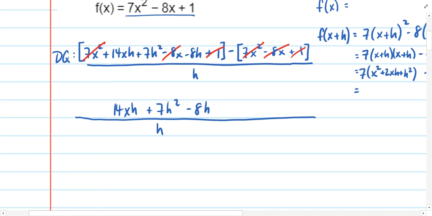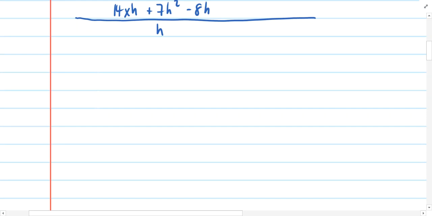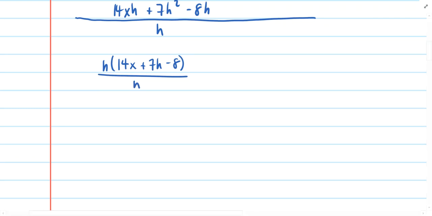And hopefully you can see what happens next, but I'm going to illustrate this with one additional step. I'm going to factor an h across this numerator. If I factor that numerator by h, I'm left with 14x plus 7h minus 8 over h. And of course, this and this will now factor and cancel.